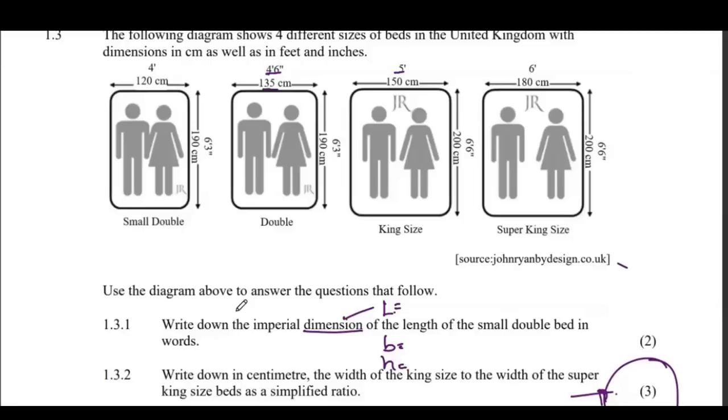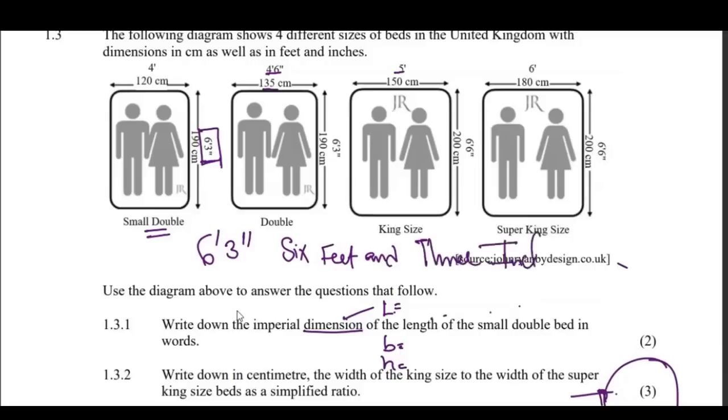All right, now they're saying write down now. What are you writing down? The dimensions of the length of the small double. So you're writing the length. The length is the longer side, which is this. They want you to write it in words. So it's 6 feet and 3 inches. So you write it in words and you say 6 feet and 3 what? 3 inches. All right, let's go to the second question.